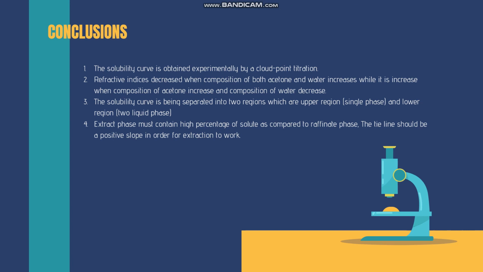Number 3, the solubility curve is separated into two regions, which are the upper region and the lower region. Number 4, the extract phase must contain a high percentage of solute as compared to the raffinate phase. The tie line should have a positive slope in order for the extraction to work.